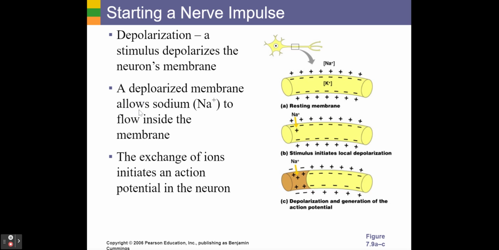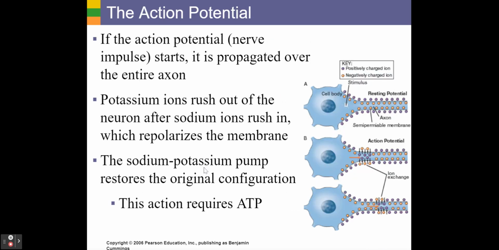So depolarization simply is allowing sodium ions to flow in, right? And then once those exchange, they propagate or initiate this action potential because they're swapping places. So sodium's positive, it moves in, forces that negative to move out and cause this depolarization to kind of move along. This creates what's referred to as an action potential. If we start an action potential, it's going to propagate over the entire axon. It can't stop. So what happens then is potassium ions swap places with the sodium. So sodium's going in, potassium's going out. And then that causes the membrane to repolarize as soon as it depolarized.